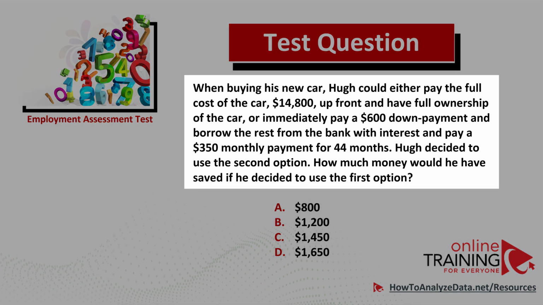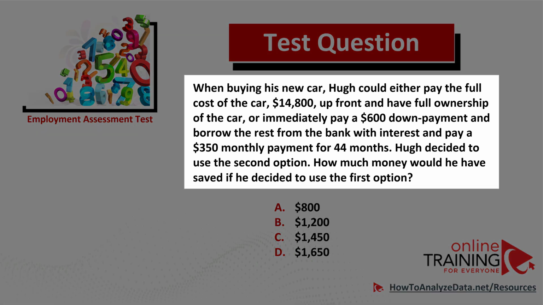When buying his new car, Hugh could either pay the full cost of the car in the amount of $14,800 upfront and have full ownership of the car, or immediately pay a $600 down payment and borrow the rest from the bank with interest, and pay a $350 monthly payment for 44 months. Hugh decided to use the second option. How much money would he have saved if he decided to use the first option?